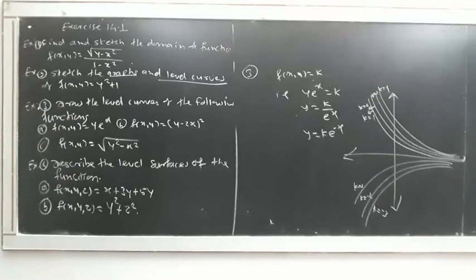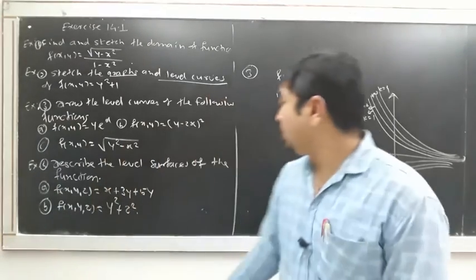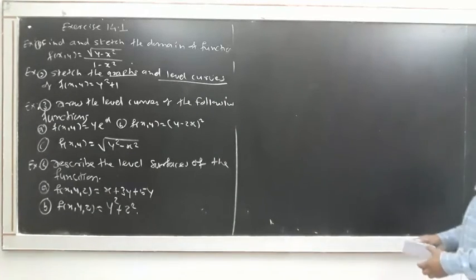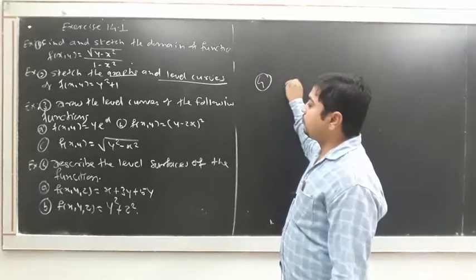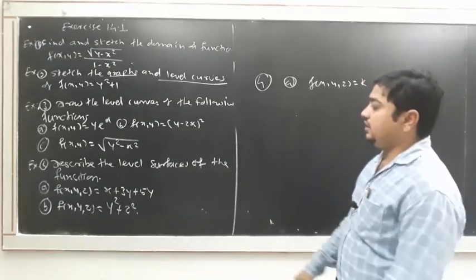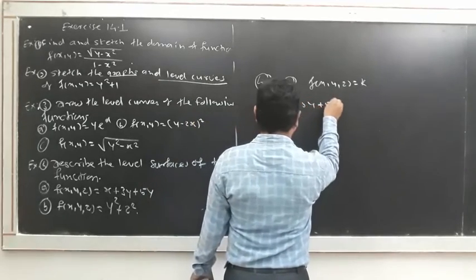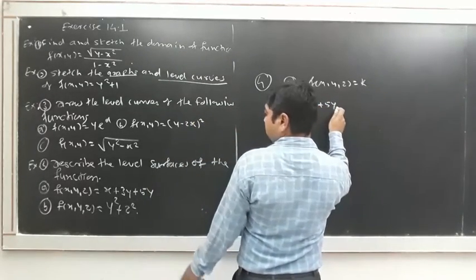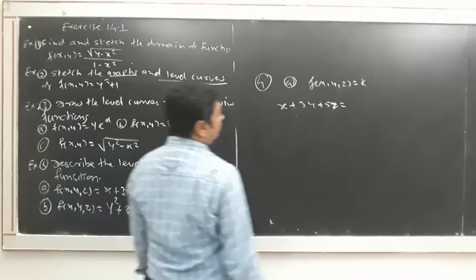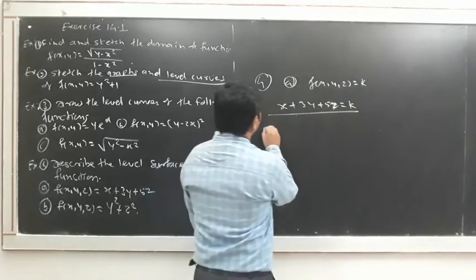So what is next? Describe the level surfaces of the function. Level surfaces are just the equations f(x, y, z) is equal to k. So for the fourth example, the level surfaces f(x, y, z) equal to k: this is nothing but x plus 3y plus 5z equal to k. And what does it represent? A family of parallel planes.